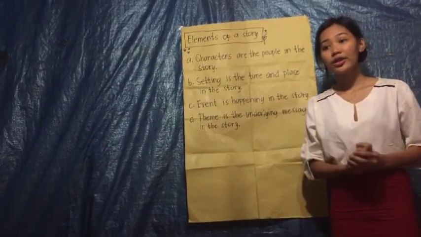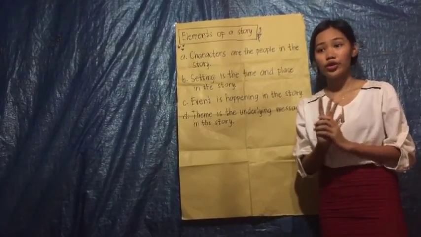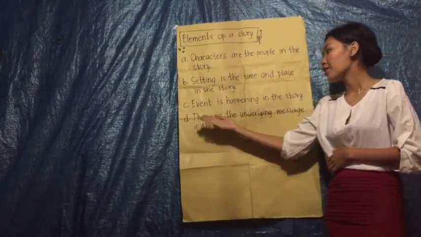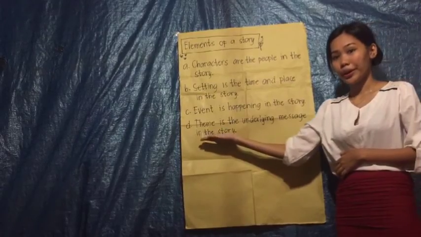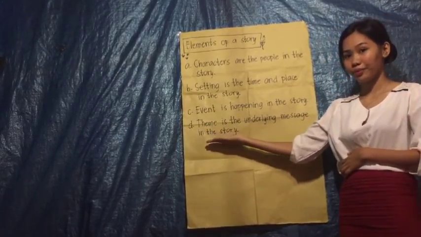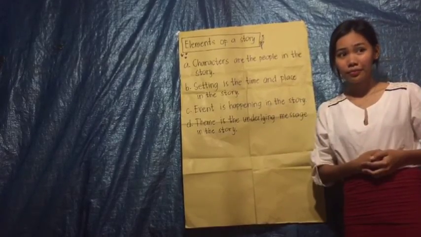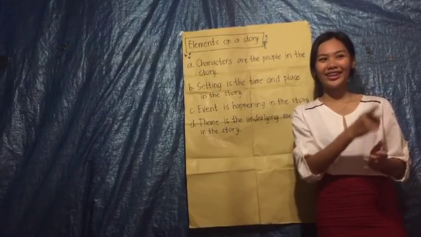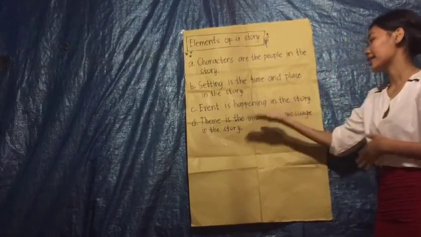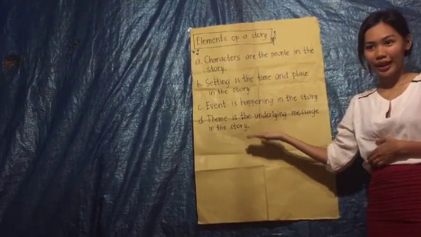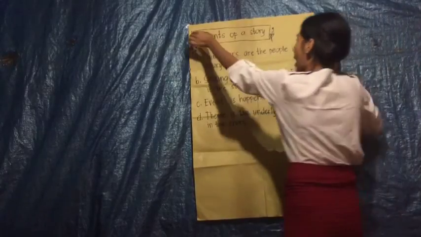For the last one, the fourth element of the story is the theme. Theme is the underlying message in the story. What is theme? Yes? Very good. A round of applause. It is the underlying message in the story. Okay, very good. I will take it down again.